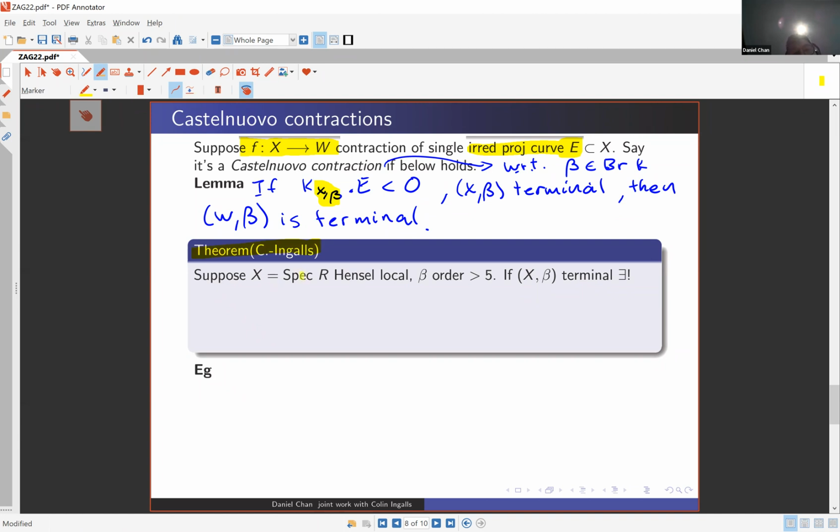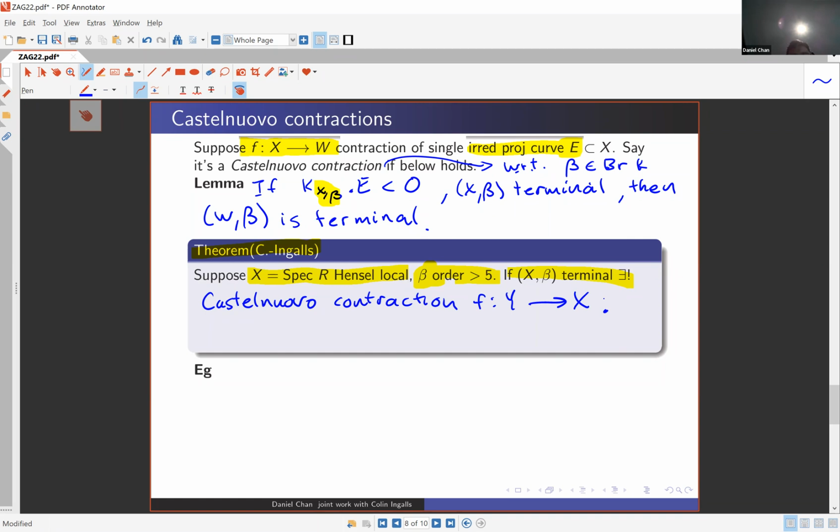Again, we're going to work down the bottom. We'll be in the Hensel local situation. X is going to be Spec R, Hensel local. Beta is going to be prime of order 5. So if X_beta is terminal, then there exists a unique Castelnuovo contraction F from Y to X. And we do this actually by constructing them.